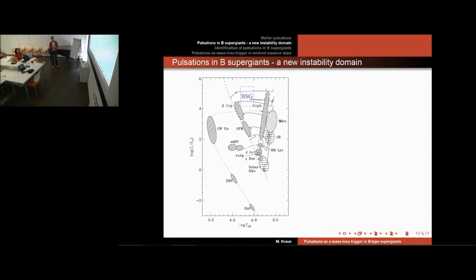Now I said that I would like to talk about pulsations in B supergiants, and when we look in this Hertzsprung-Russell diagram, at the location where these stars are, there is no instability domain indicated. So how would that be possible?